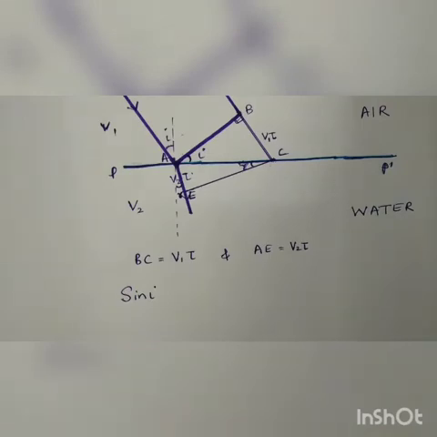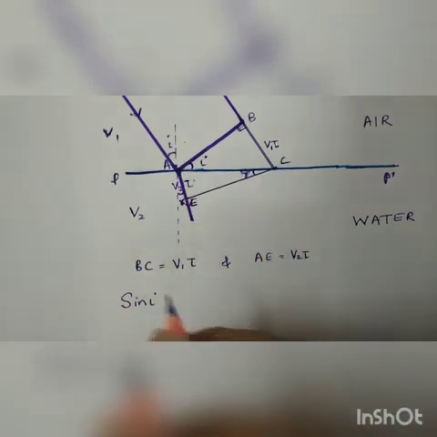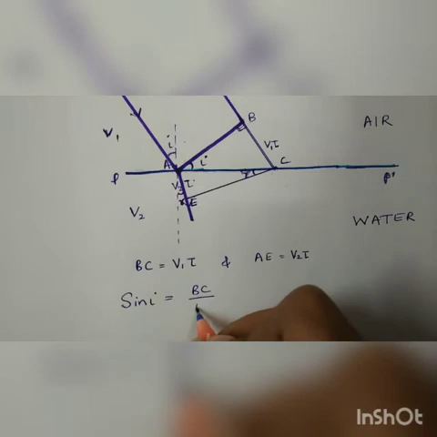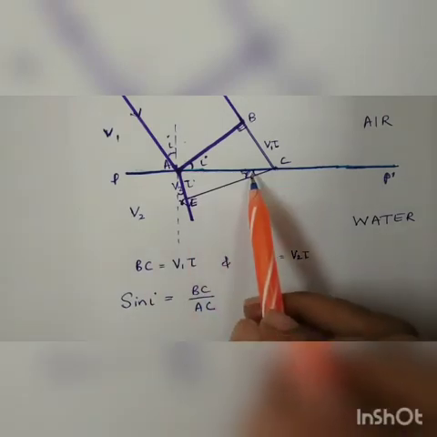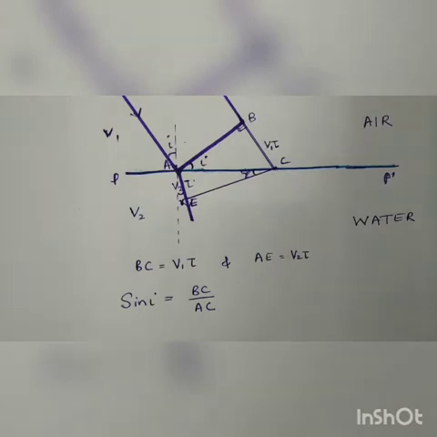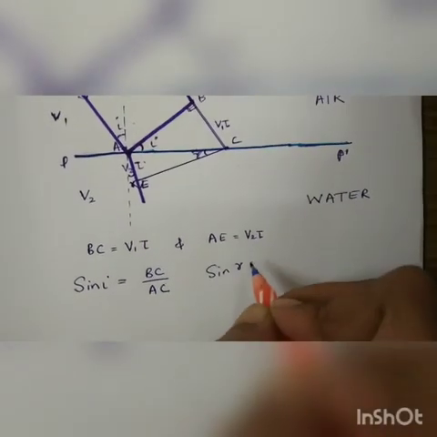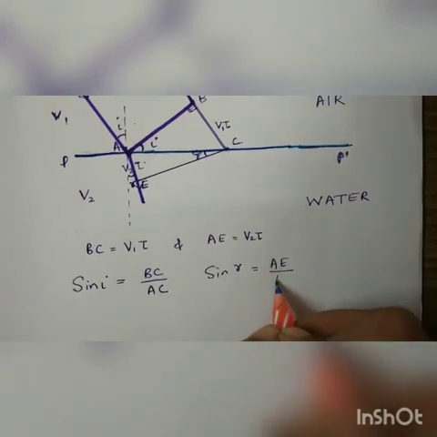BC by AC. Opposite side by hypotenuse. Similarly, find out sin r. This angle is r. So find out sin r: opposite side by hypotenuse. AE by AC. Sin r is equal to AE by AC.